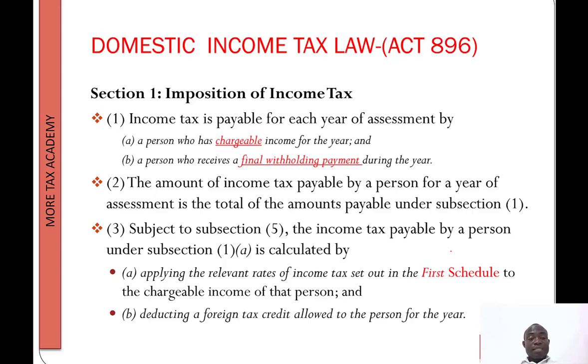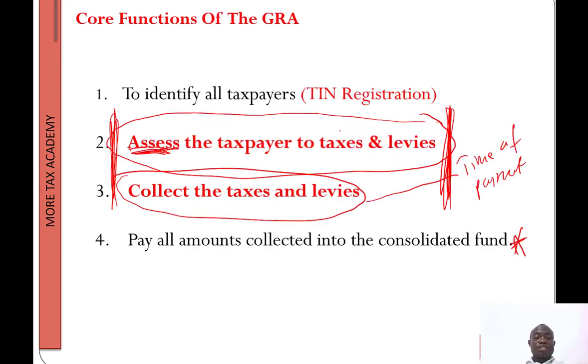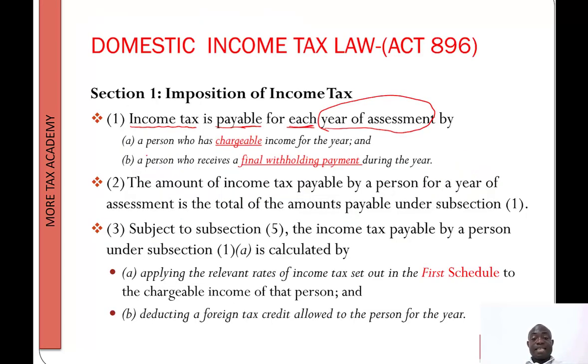So subsection 1 says that income tax is payable for a year of assessment. Now look at it. It says that the income tax that we want to impose must be paid for each year of assessment. If you remember, I told you that in your study we want to teach you how to assess taxpayers, and this assessment we do it yearly, every year.